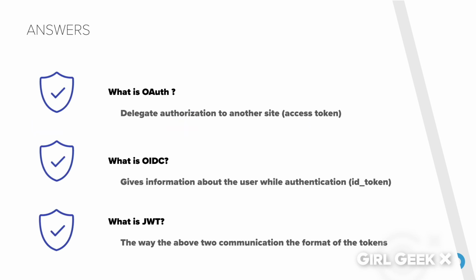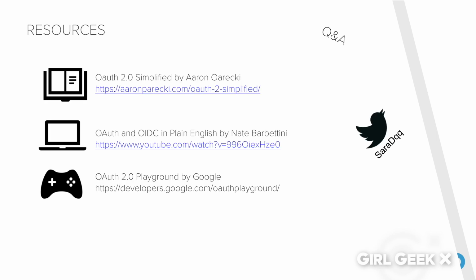So the answer to our question is, what is OAuth? OAuth is how you delegate authentication to another site. What is OIDC? OIDC is the information about the person that you get. So it's the identity layer on top of OAuth. And then JWT is just the way that the two formats communicate. It's a JSON object which can be encrypted. This is the information that you can use to learn more about these authentication methods.